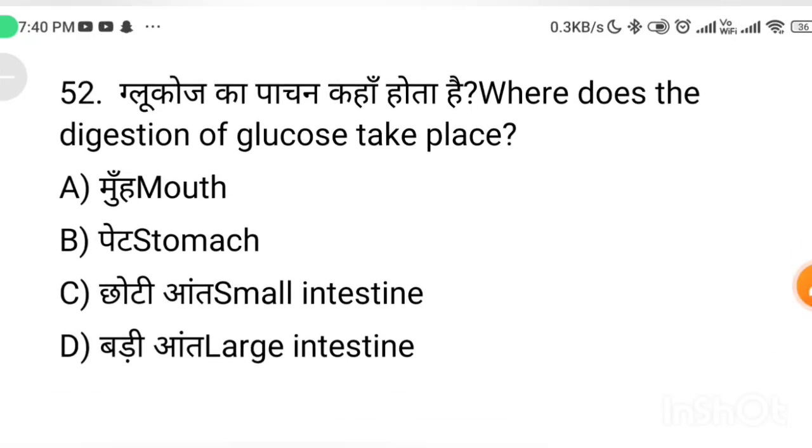Where does the digestion of glucose take place? Option A, mouth. Option B, stomach. Option C, small intestine. Option D, large intestine. Correct answer is option C, small intestine.